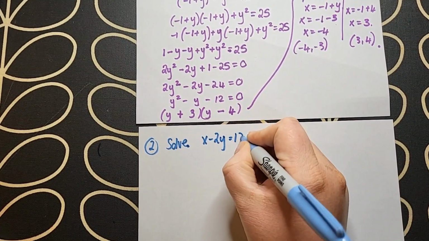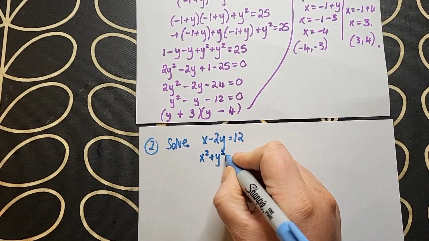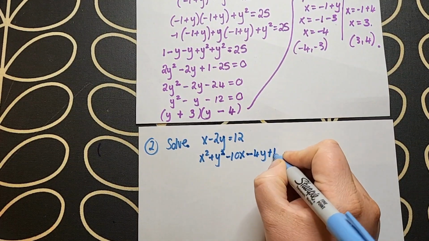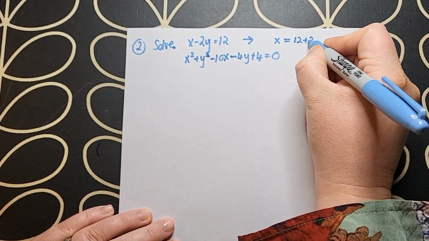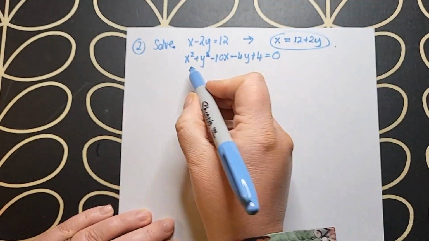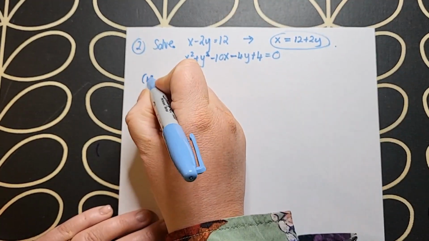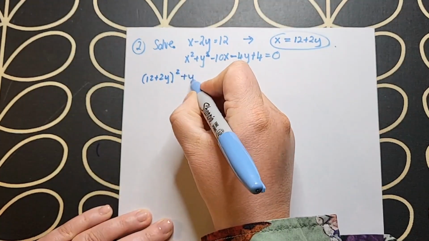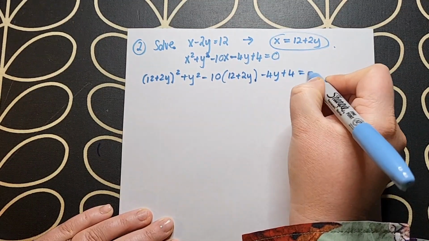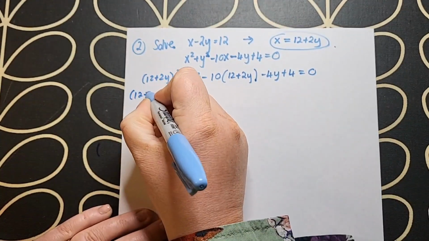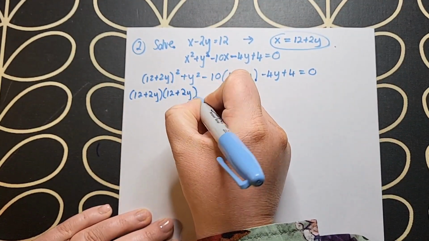Looking at the second example, we're pretty much following those 4 steps again. So we look at both of the equations we've been given and we identify which one's linear. And we take that and we rearrange it. And in this case, I'm going to let x be on its own. So I'm going to move that minus 2y over to the right hand side. And I get x is equal to 12 plus 2y. I'm going to use that 12 plus 2y to replace any x in the quadratic equation.